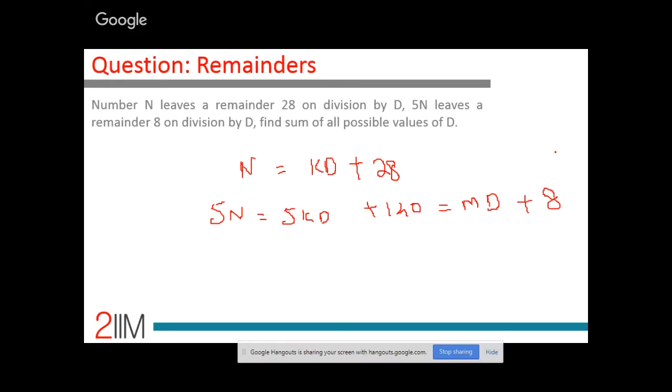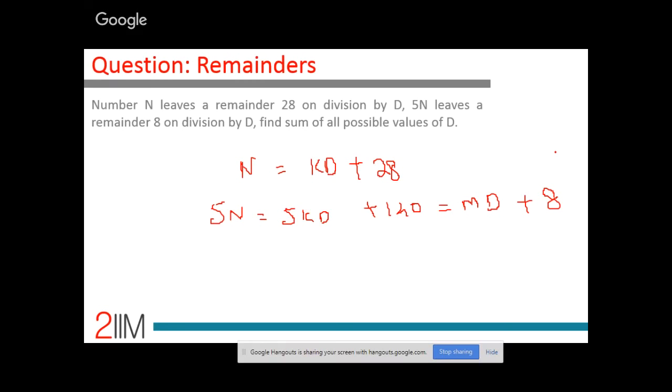So number n on division by d gives a remainder 28. 5n on division by d should give a remainder of 140. 28 into 5 is 140. So we divide n by d, we get a remainder 28. 5n divided by d gives a remainder of 140. That's built in. This 140 is the same as 8. So you should have got a remainder of 140, but as it turns out, this is just 8.